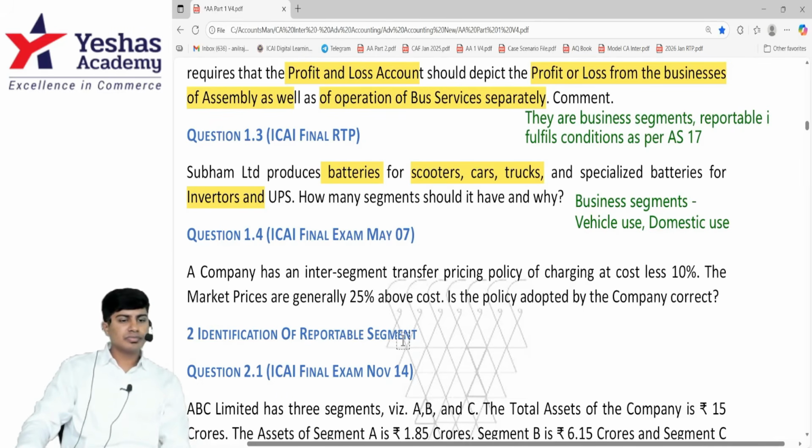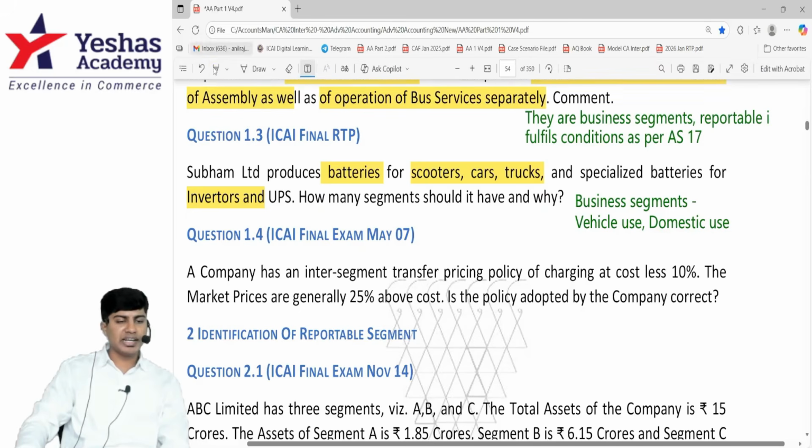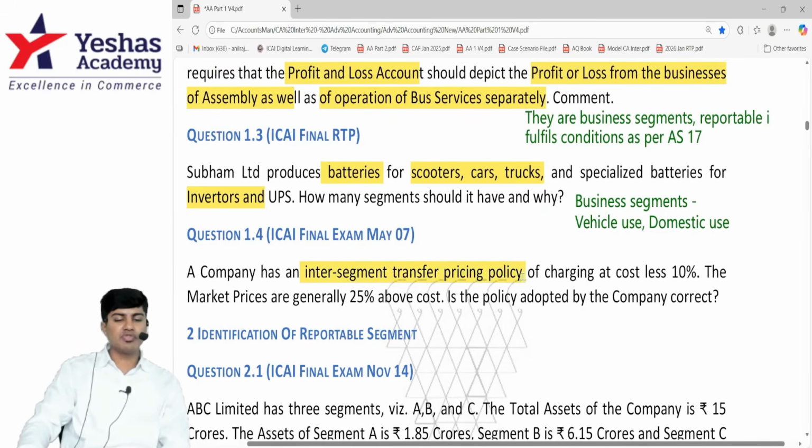Everyone done? Come to 1.4. Again, final exam question, May 2007. The company has an inter-segment transfer policy to charge cost less 10%.